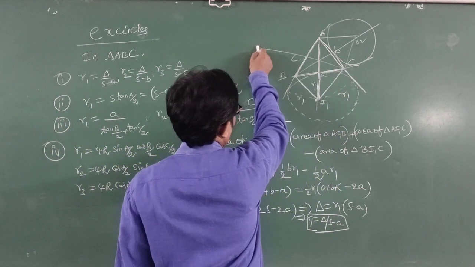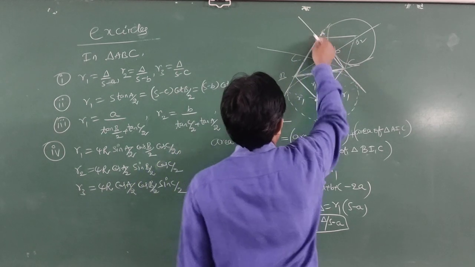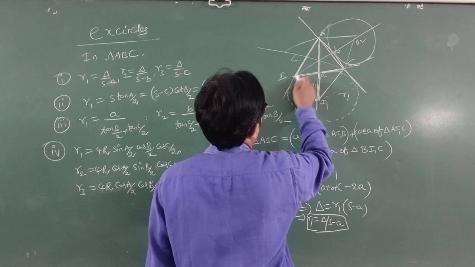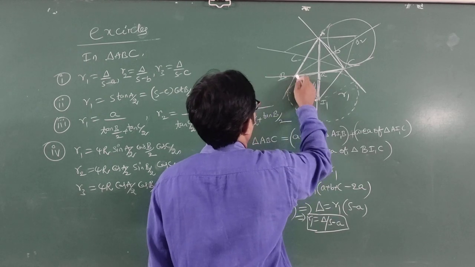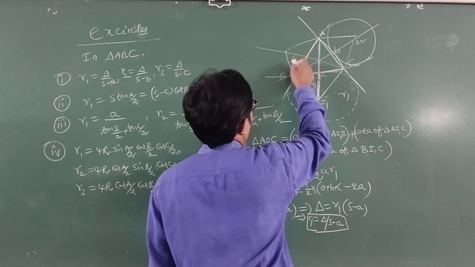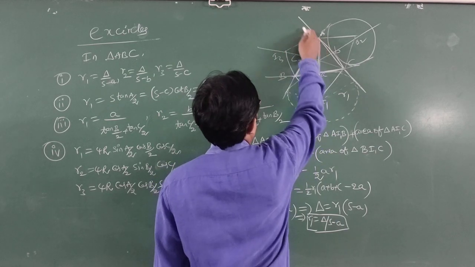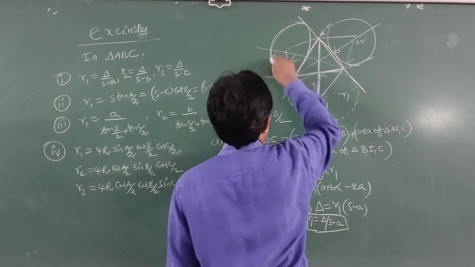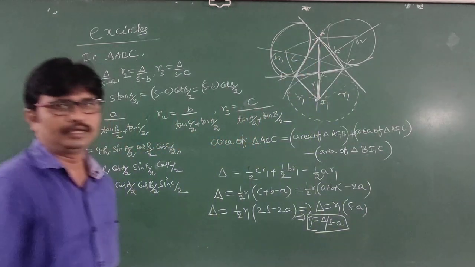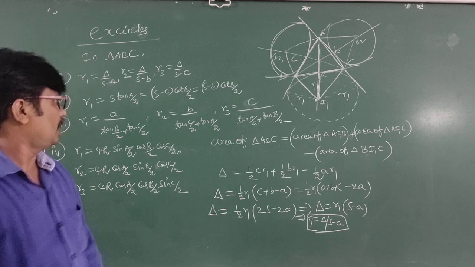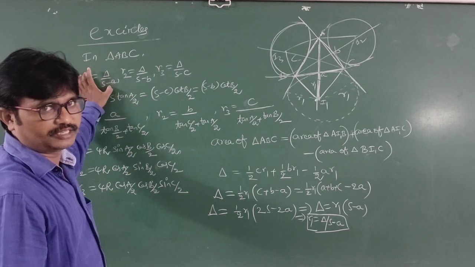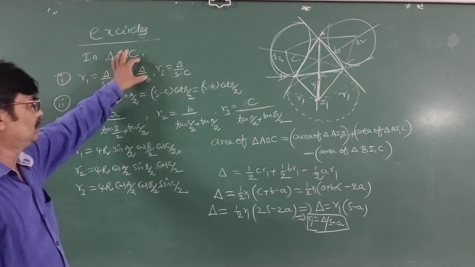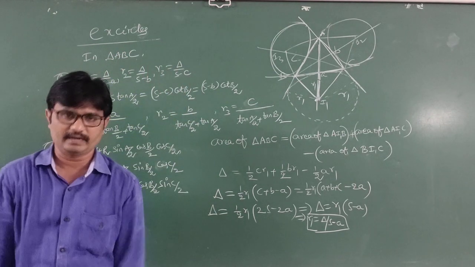This is one of the internal angular bisectors. This is one of the external angular bisectors. This is one of the external angular bisectors. This is another external angular bisector. This is I3. Now students, this is I3, the third excircle. So here what we observed: R1 equal to delta by (S minus A). Similarly, we can prove R2 equal to delta by (S minus B). R3 is delta by (S minus C).